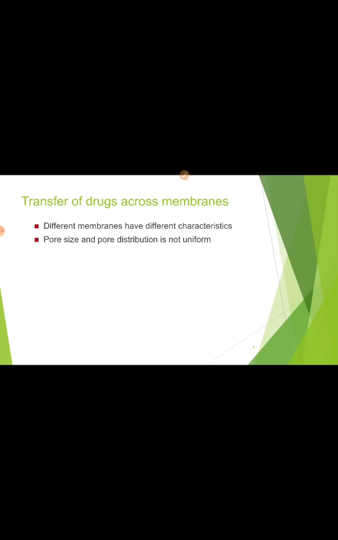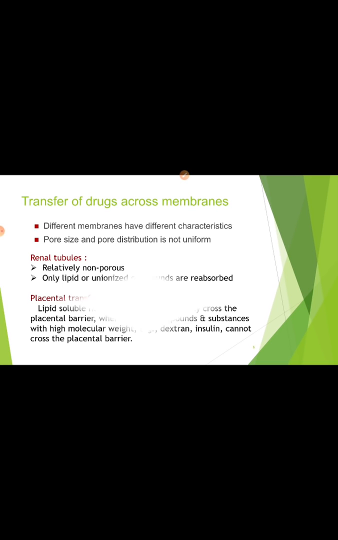So transfer of drug across membranes depends on different membranes having different characteristics. They also depend on the pore size and pore distribution, which is not uniform throughout the body. So transfer across the cell membrane is different in different tissues. It is different in liver, it is different in brain, it is different in uterus or different organs. For example, renal tubules, placental transfer. So about the placental transfer, you must be knowing that there is a placental barrier. So only lipid soluble non-ionized drugs can readily cross the placental barrier. Whereas polar compounds, that is substances with high molecular weight, for example insulin, dextran, they cannot cross the placental barrier.